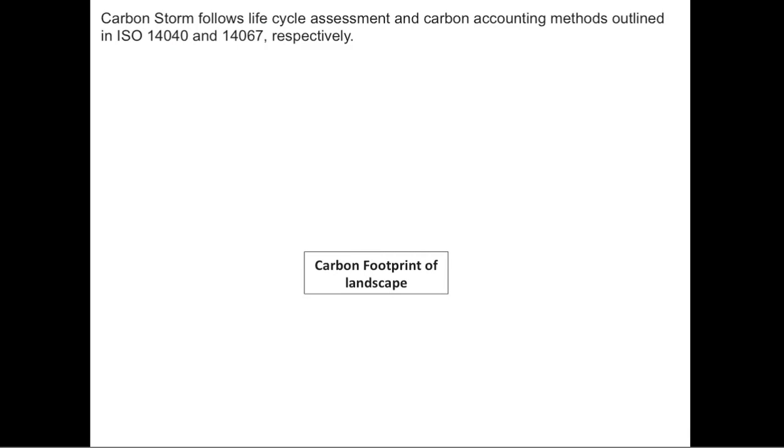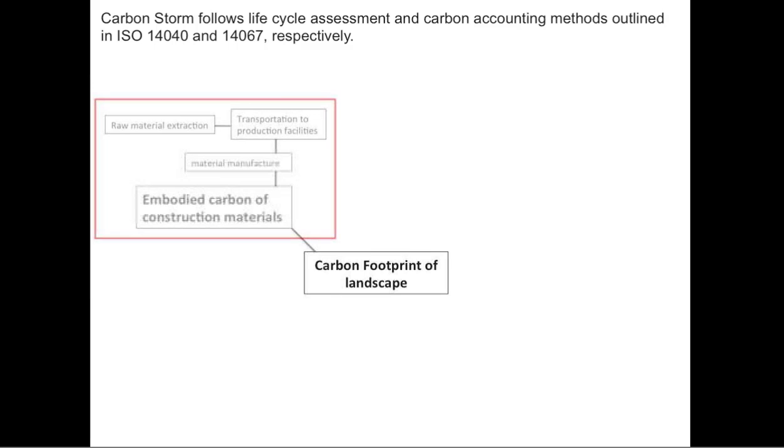Regardless of the application, though, the Carbon Storm follows life cycle assessment and carbon accounting methods that have been outlined by the International Organization for Standardization. And those include accounting for the entire life cycle of the landscape and its individual components. This would include the carbon that's embodied in the materials used in construction and then later in maintenance, including the carbon used to extract those materials, transport them to the production facilities, and then manufacture those materials as is appropriate to the particular material.